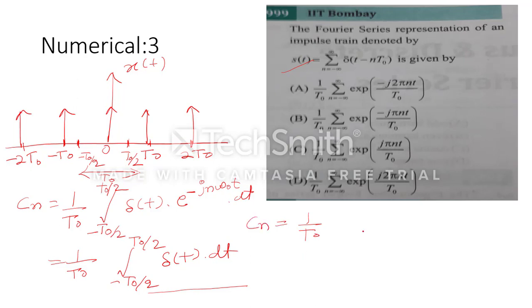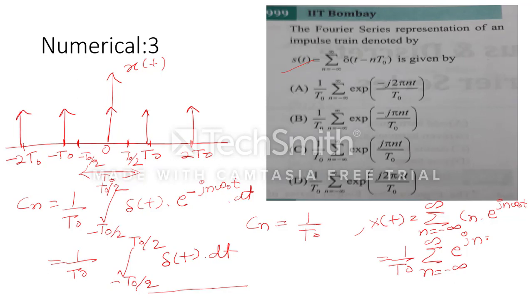So the x(t) signal, we know, is nothing but the summation from n equal to minus infinity to infinity of Cn e to the power j n omega naught t. So when we place the value, we get 1 by T naught, as we have already calculated, the sum from n equal to minus infinity to infinity of e to the power j n, and instead of omega naught, we can place 2 pi by T naught, into t. So we will get the D option.